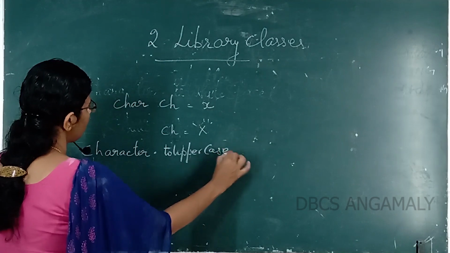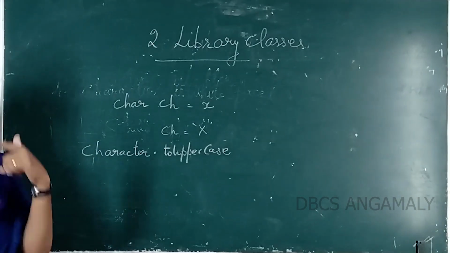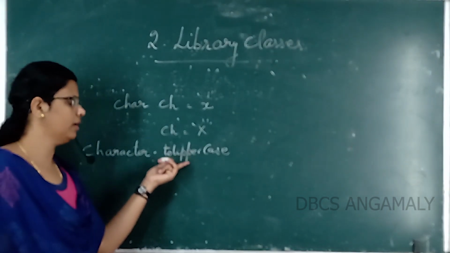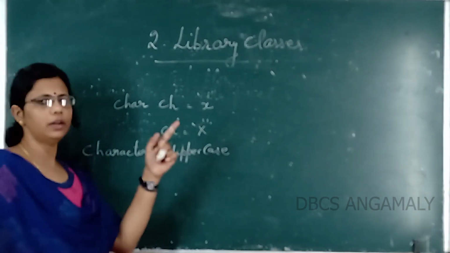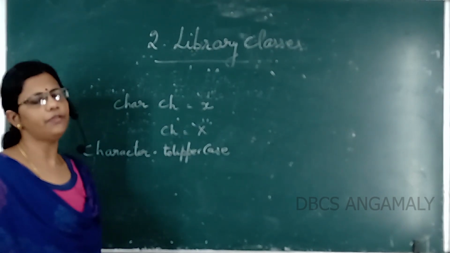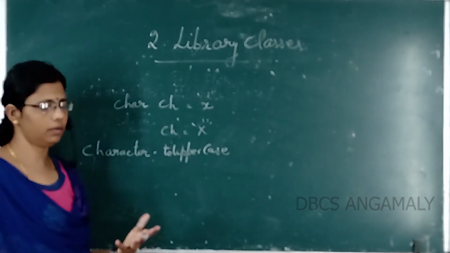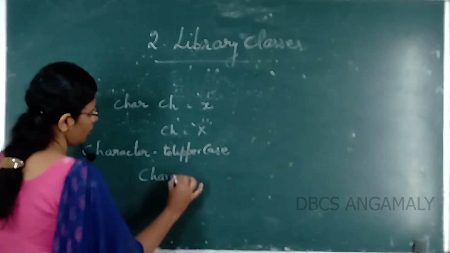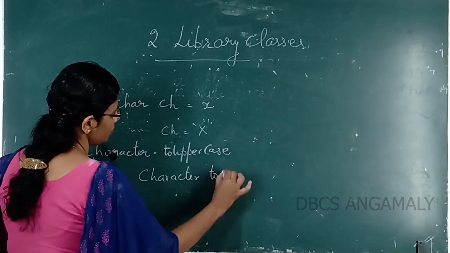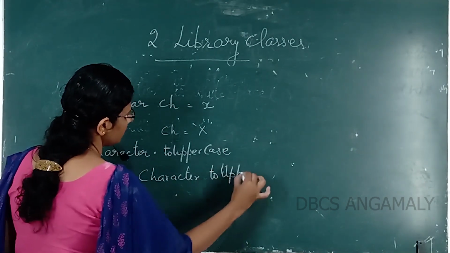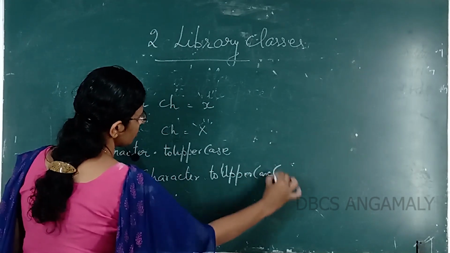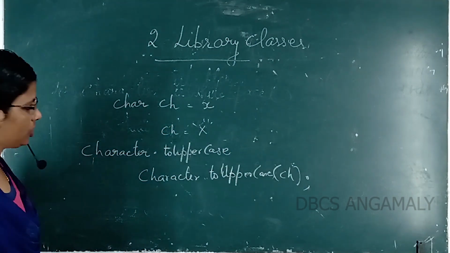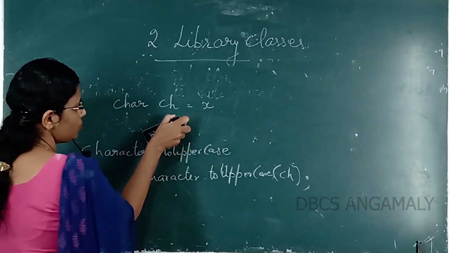So earlier what we learned was isUpperCase and isLowerCase, which check whether it is a small letter or a capital letter. Here you are converting. If it is in small letter, it converts it into capital letter. If it is in capital letter, then it does nothing. Okay. So now if I write like this, Character.toUpperCase of ch, whatever is stored in your ch is getting converted into uppercase.